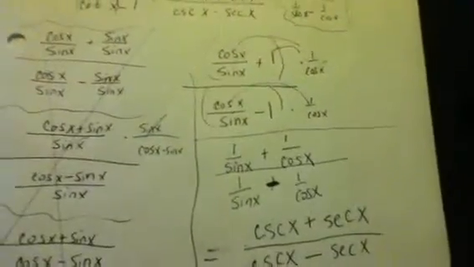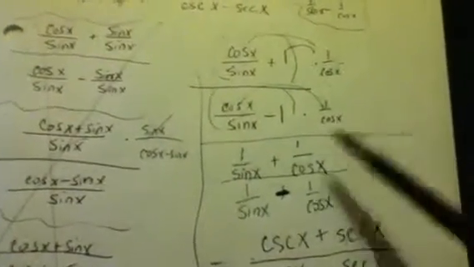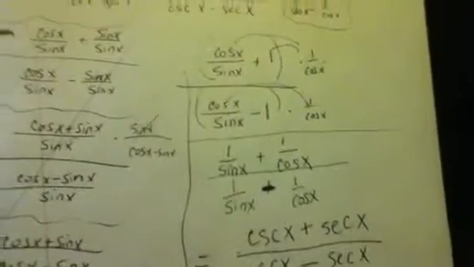So I know the trick was just to multiply the top and bottom by 1 over cosine x to get that cancellation to happen right there.